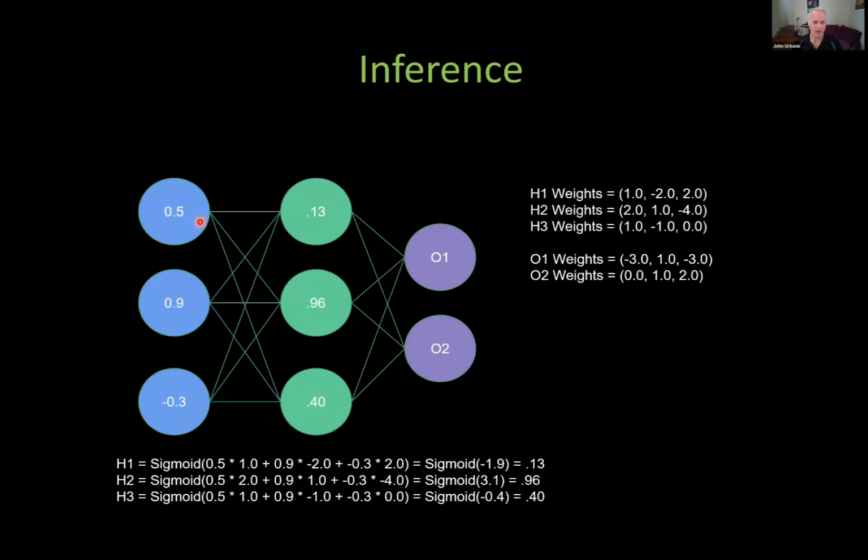So it's taking 0.5 and weighing it by the appropriate weight for its connection, which happens to be 1. Then it's taking 0.9, weighing it by its appropriate weight, which is -2. And then 0.3 and its appropriate weight, which is 2. And it just does the simple math, adding those together.